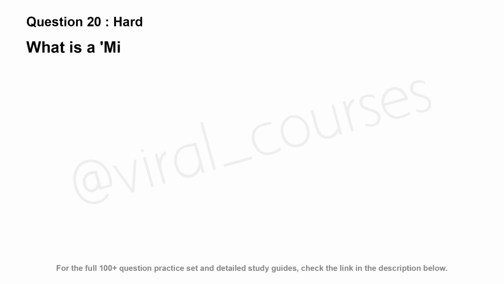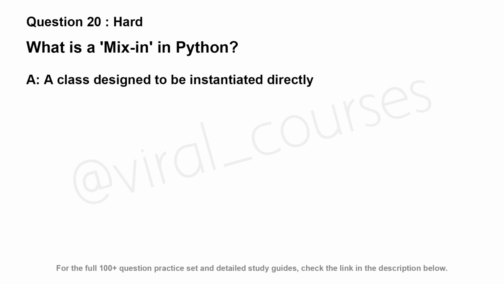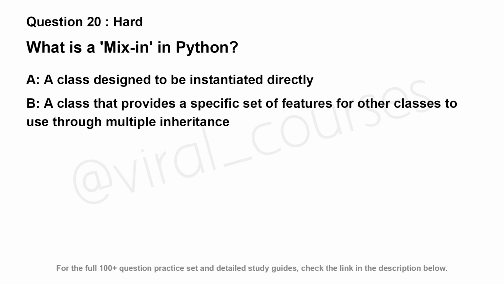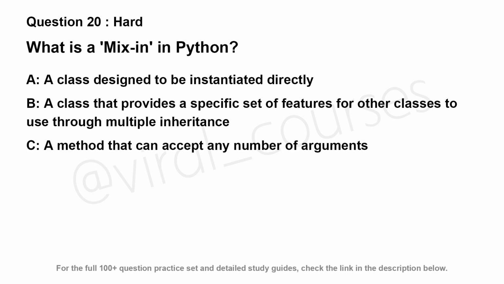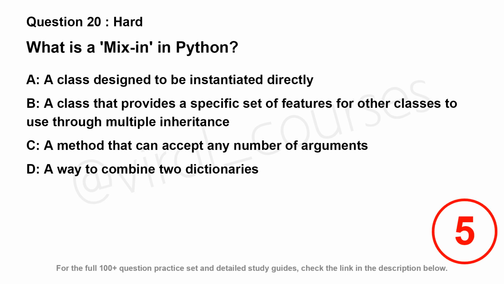What is a mix-in in Python? Option A. A class designed to be instantiated directly. Option B. A class that provides a specific set of features for other classes to use through multiple inheritance. Option C. A method that can accept any number of arguments. Option D. A way to combine two dictionaries.